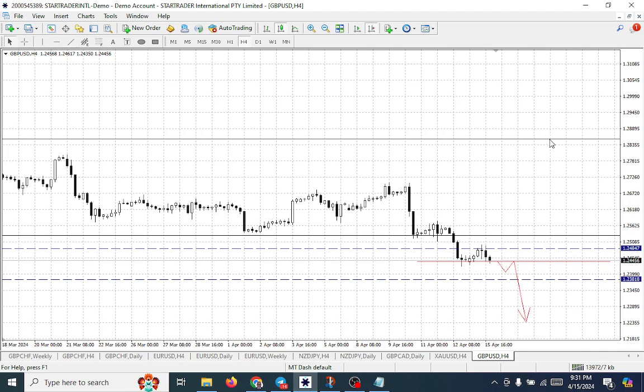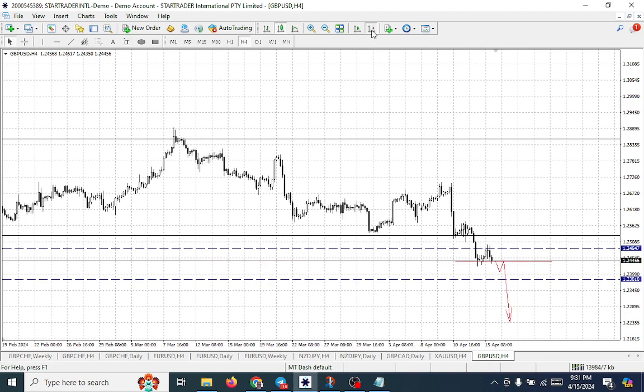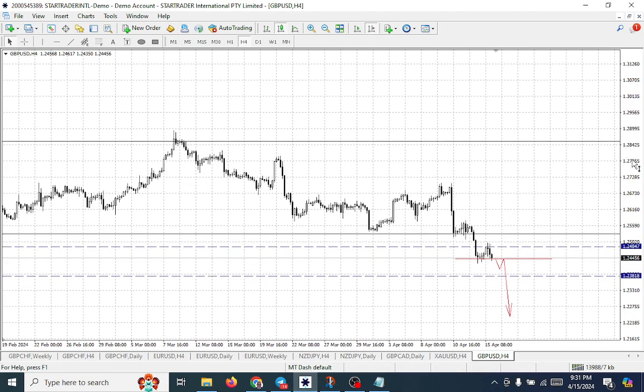So this is what I'm expecting to happen with this currency pair. Guys, fingers crossed. Right now, there's nothing we can do in this market. At the moment, we cannot do anything. I want to wait for further price action before I'll be able to trade this market.